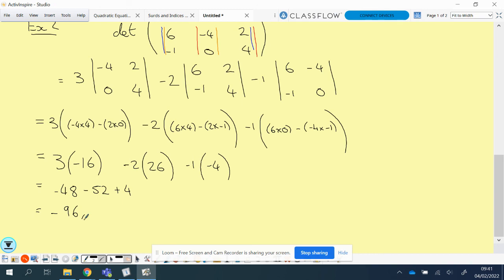Are we okay with that one there? Alright, so that's how the 3x3 matrix works. We've got to split them up into 2x2 parts. And remember, for your middle one, you always alternate the sign for your middle value in your top row. Okay with that?